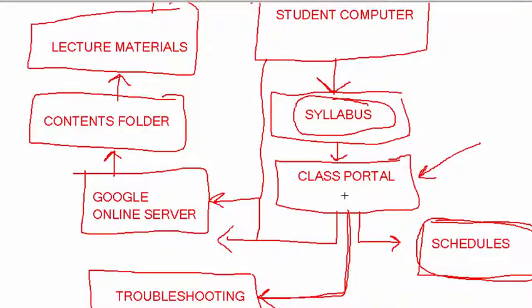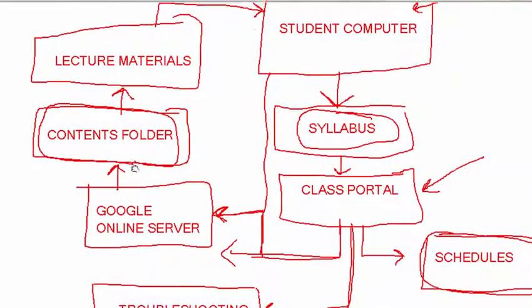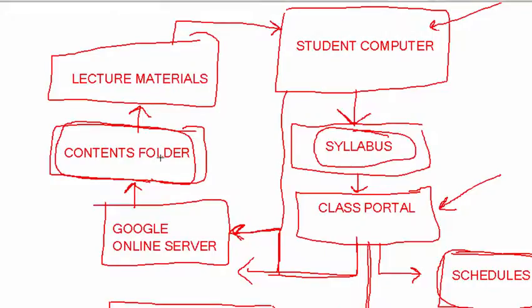So from the class portal, we're going to come up, and we'll deal with this extra arrow here in a second. We're going to go to the Google online server system, which will essentially just take you straight to the contents folder. In fact, we'll probably just give you a link that bypasses this step and goes straight into the contents folder. So what's in the contents folder? That's where your lecture materials are stored. Your videos, the notes, everything that you need for each lesson, for each class, will be here.